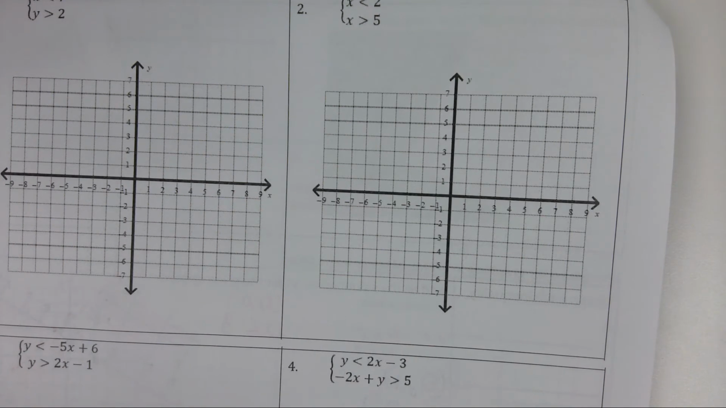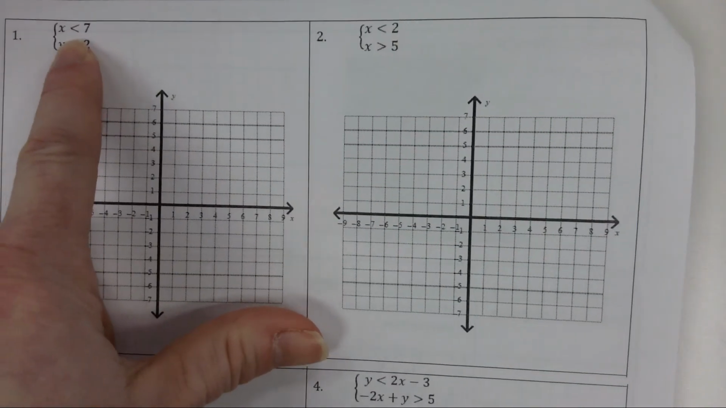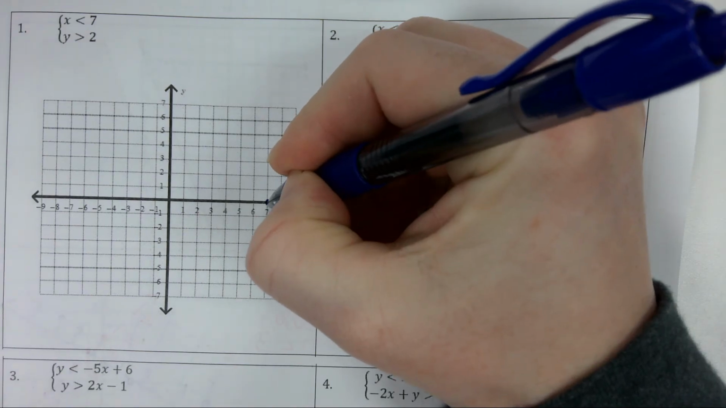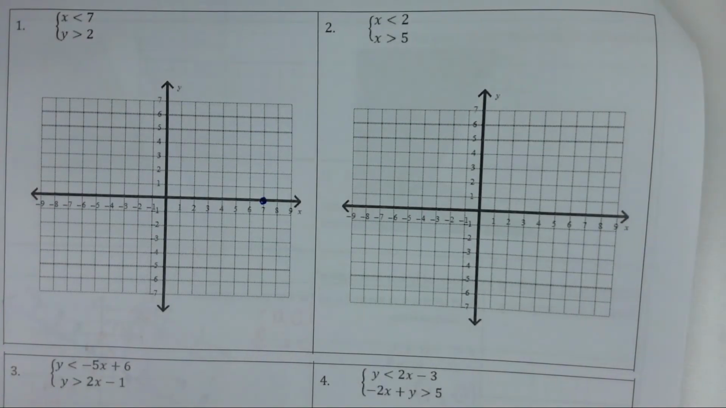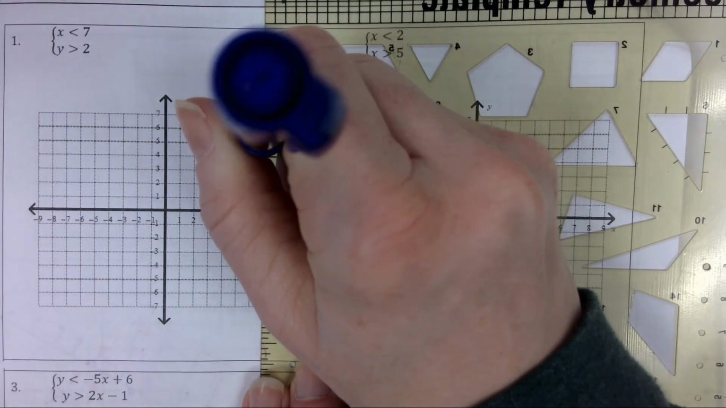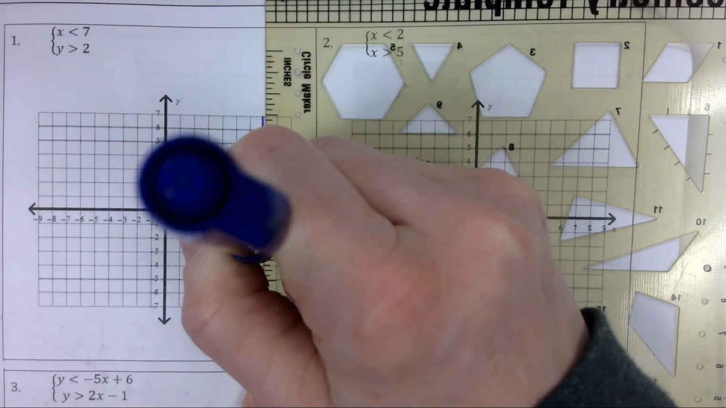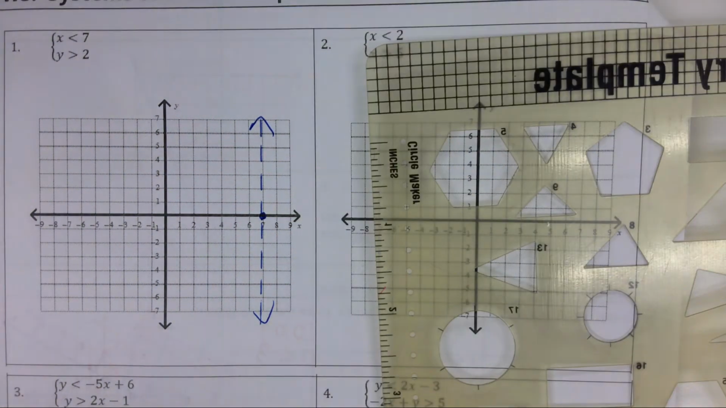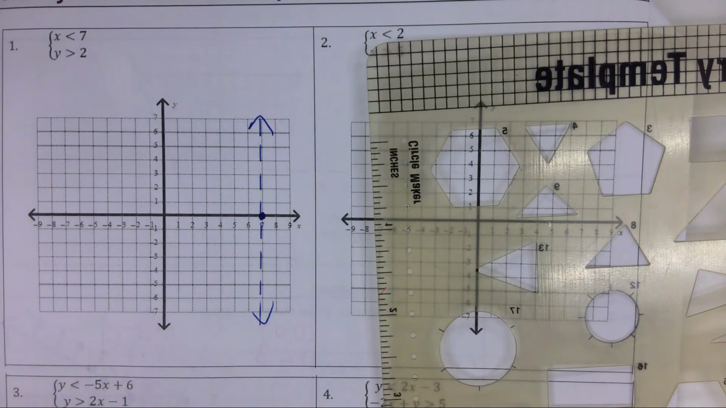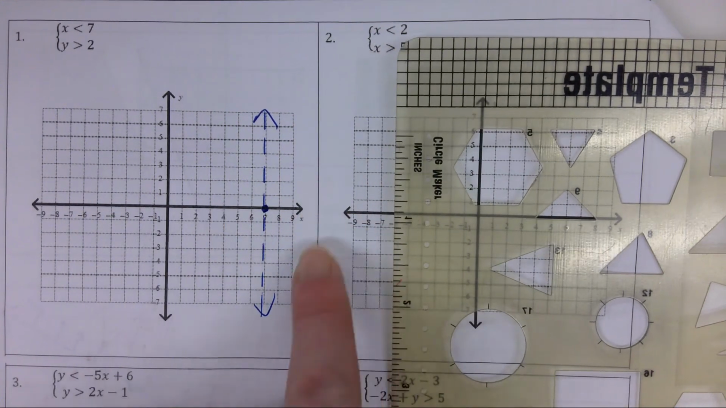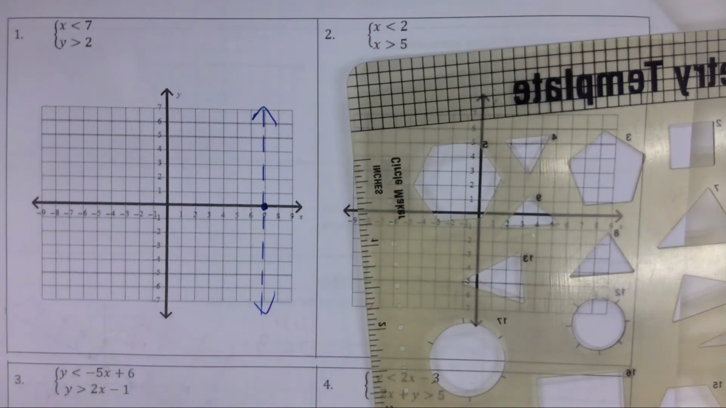So if I wanted to graph x is less than 7, I would graph a vertical line at 7. So put a dot at 7. And I'm making it dashed. And I don't even test a point for these because I just think about it. What's less than x equals 7? Are these numbers less, or are these numbers less? The one to the left or to the right? To the left.